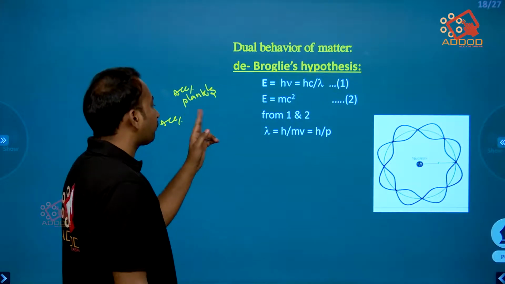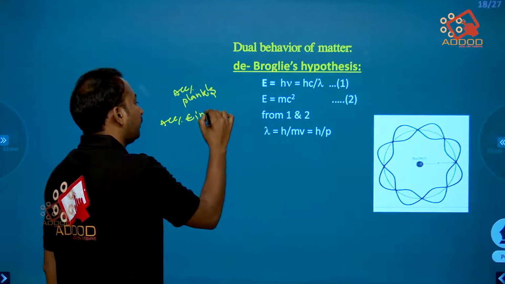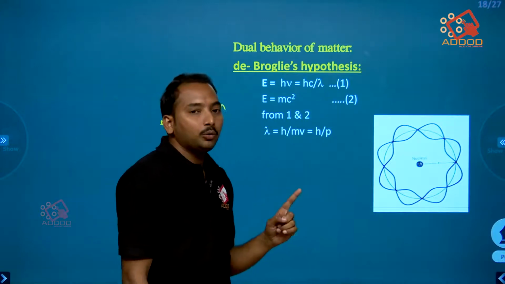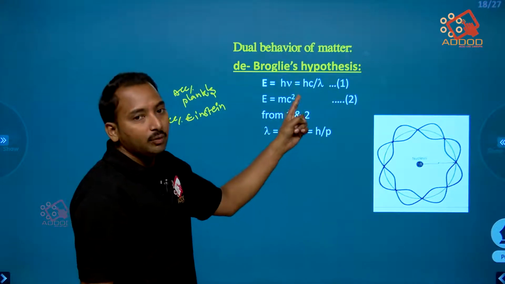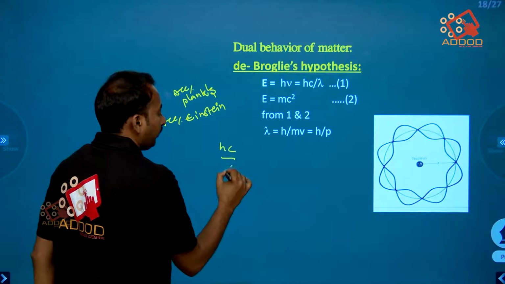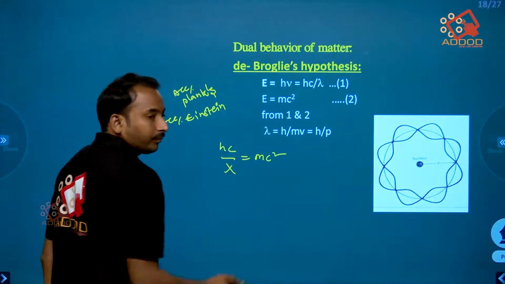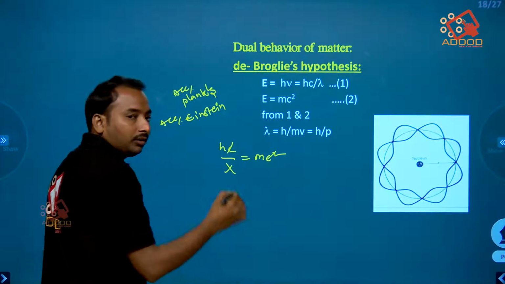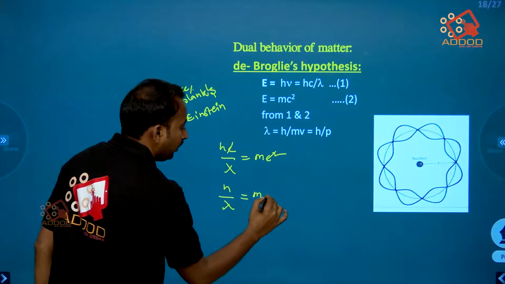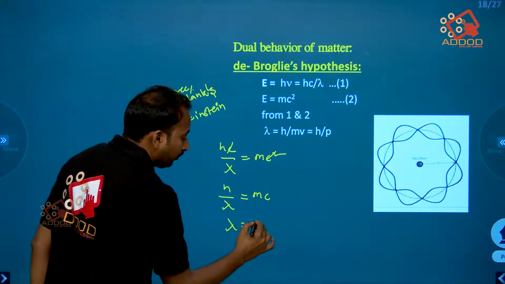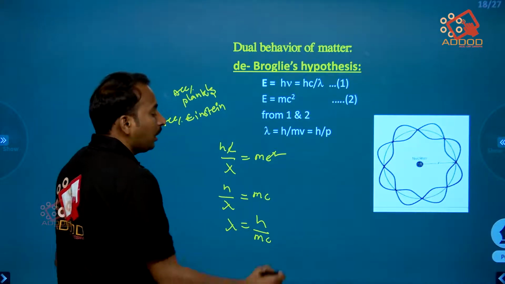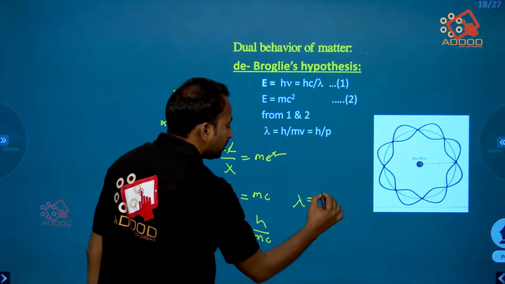According to the Einstein equation, E is equal to m c square, it is equation number 2. From equation number 1 and equation number 2, these both are equal. So h c by lambda is equal to m c square. We can cancel the c on both sides. So h by lambda is equal to m c, where lambda is equal to h by m c. c is the velocity of light, but the velocity of the particle is v. So we just substitute v instead of c.